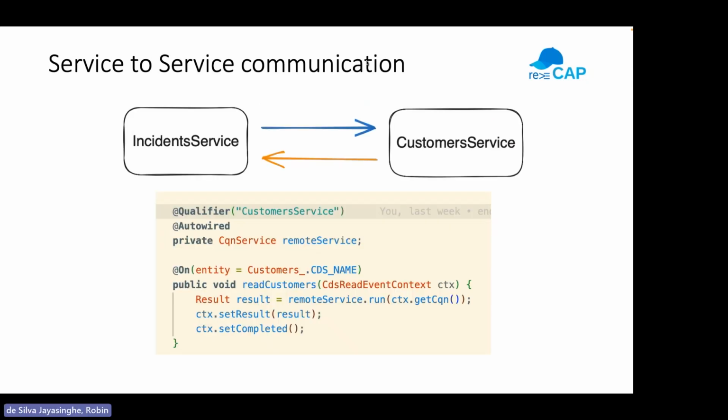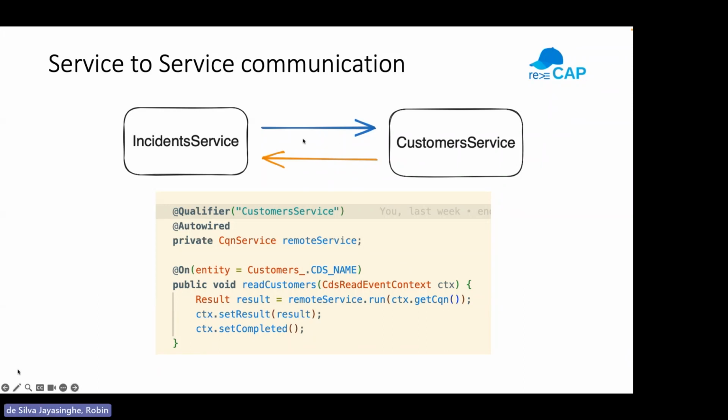Okay, so service-to-service communication. Imagine two CAP services, and you somehow want to integrate them with each other. Normally in CAP, you do this with remote communication capabilities. But in the CAP code, this looks just as if you would call a normal CAP service. So this is Java code. I hope you can all more or less understand it.